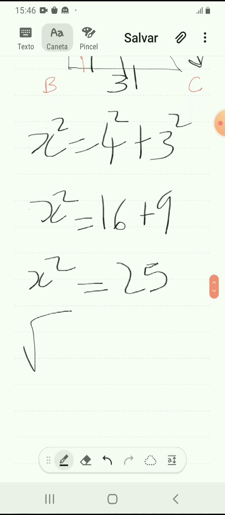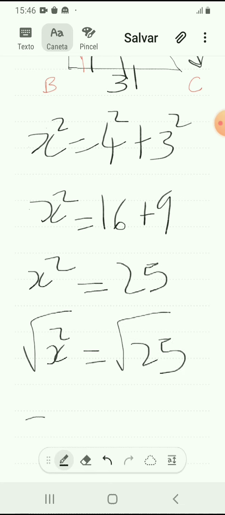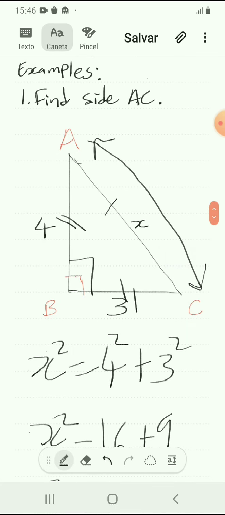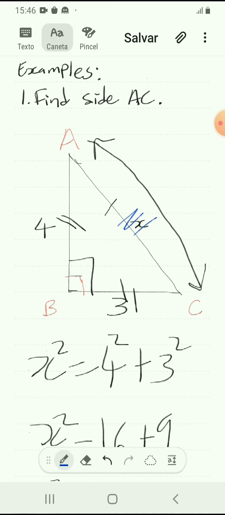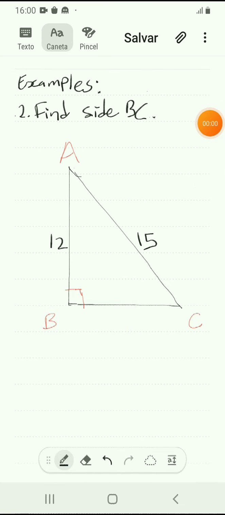Then to find x, we square root both sides, right? That's what you do. The square root of 25, so x is what? Is 5, right? It's basically that, simple and straightforward. You don't have to memorize the formula. Just note that this side, when you have a right angled triangle, this side is the sum of square of these other two sides. Basically that. We'll look at the second example.